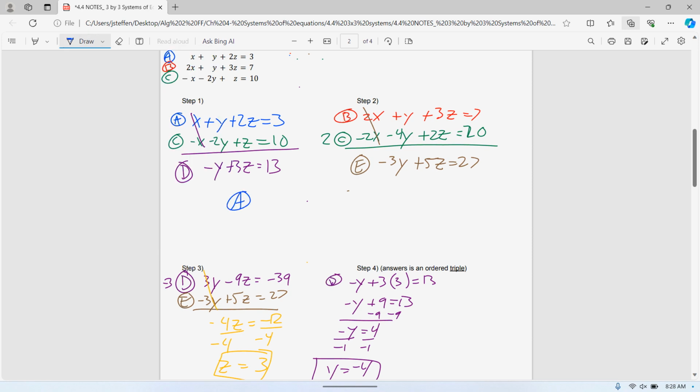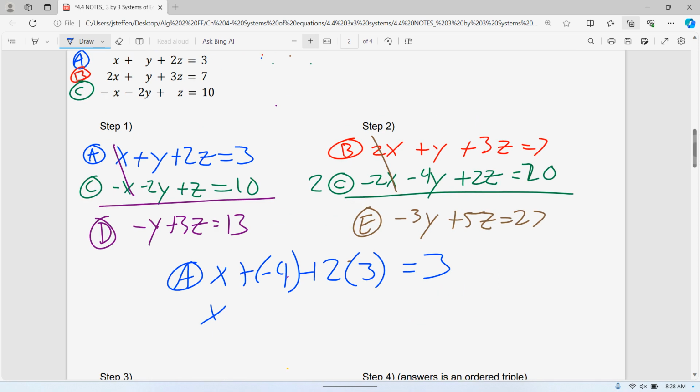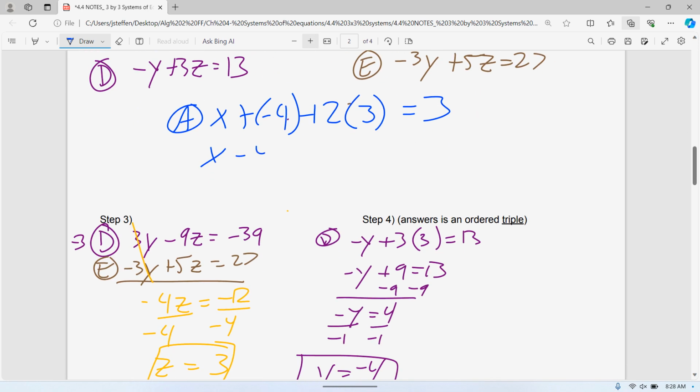So my equation A, I have x plus negative 4 plus 2 times 3 is equal to 3. That's x minus 4 plus 6 is equal to 3. That's x plus 2 is equal to 3. You subtract 2 on both sides, you get x is equal to 1. So you got your x, your y, your z.